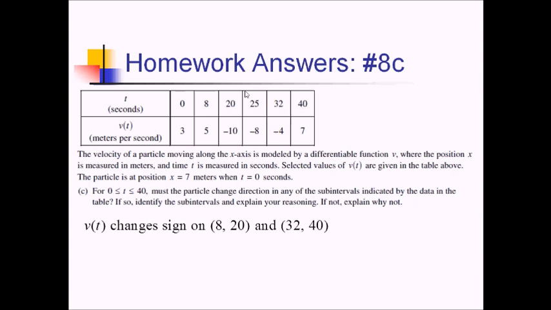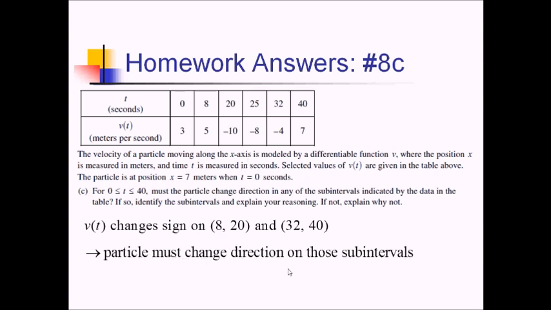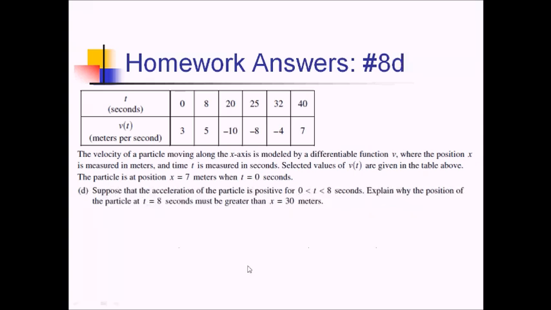Now, we don't know exactly where in those intervals it changes, but clearly, if you're starting positive and ending negative, somewhere in here you changed from positive to negative, and vice versa over here. So that means that our particle must change direction on those 2 subintervals. For this last part, suppose our acceleration is positive on the interval 0 to 8. Explain why our position at time 8 has to be greater than 30 meters.